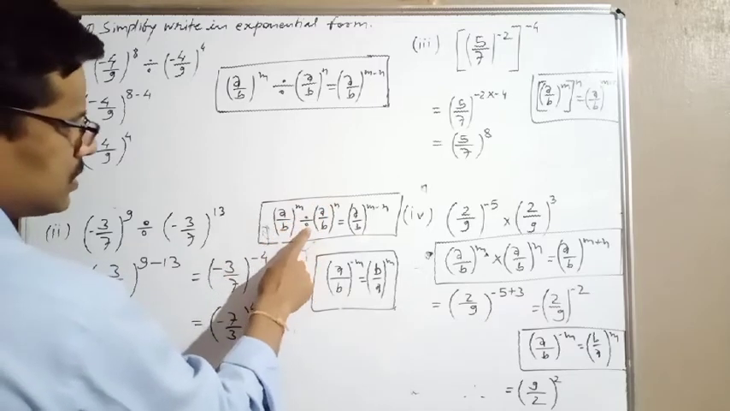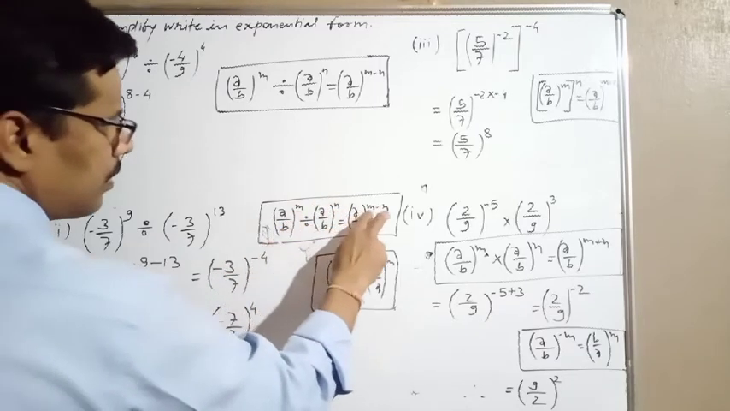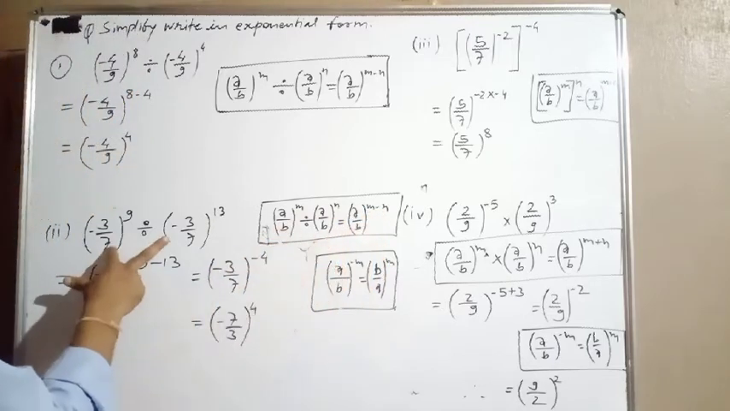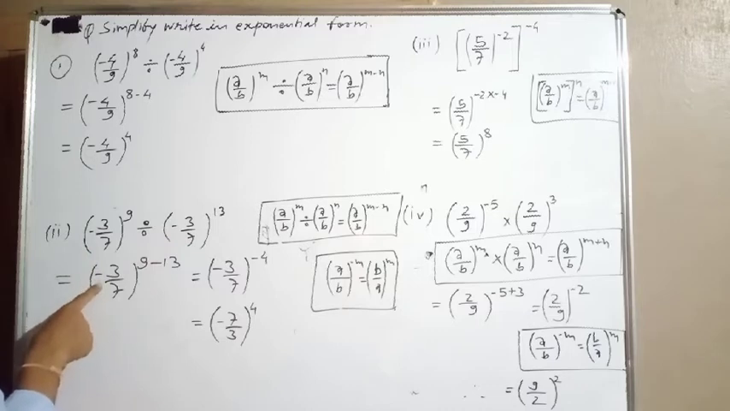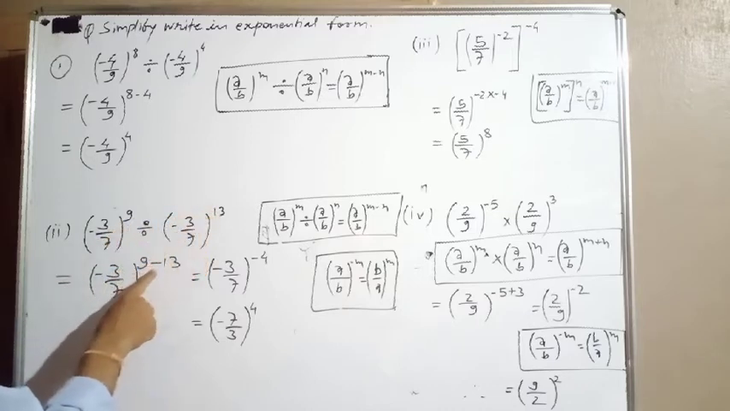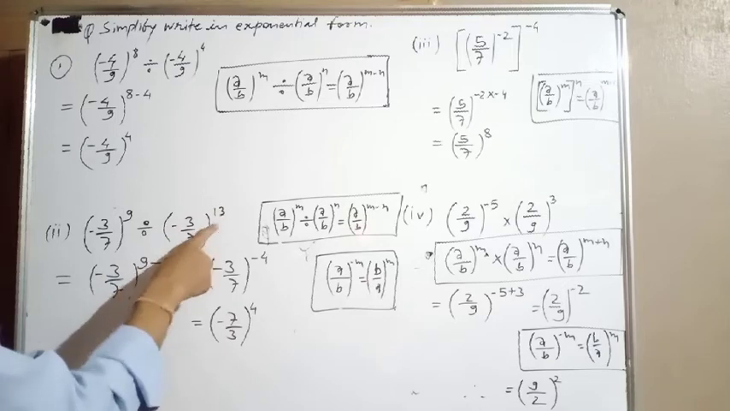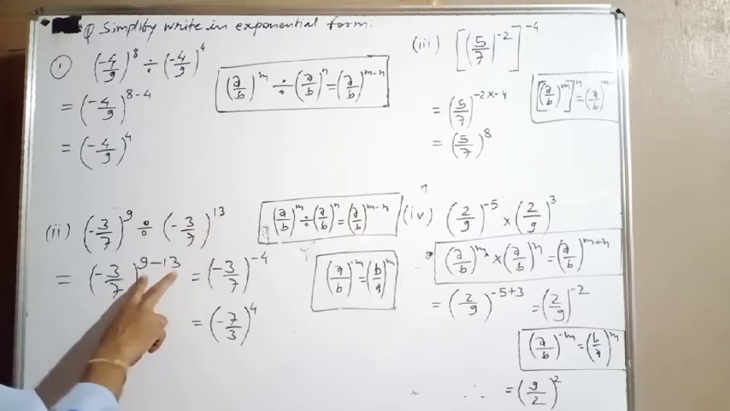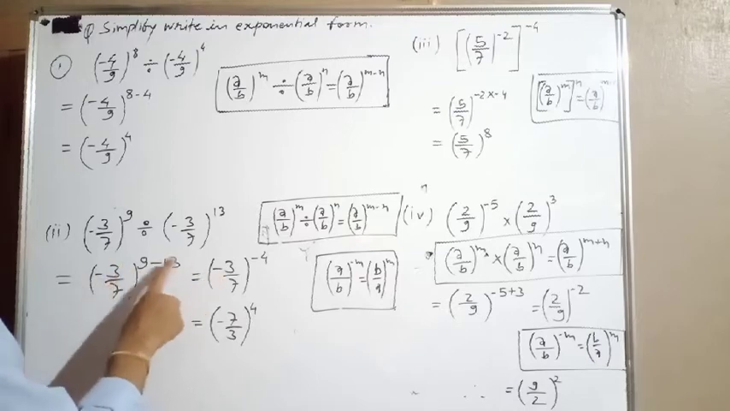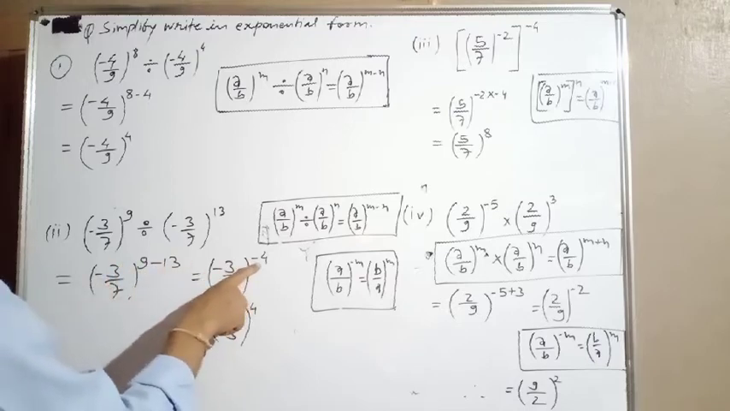Bases are the same, there is a division sign, so the power will be subtracted, m minus n. And the base we have to write only one time. Here the base is minus 3 upon 7, so we have written it one time, and the powers will be subtracted: 9 minus 13. Now you subtract here. What do you get? Minus 4. So minus 3 upon 7 will come as it is. And the power left is minus 4.